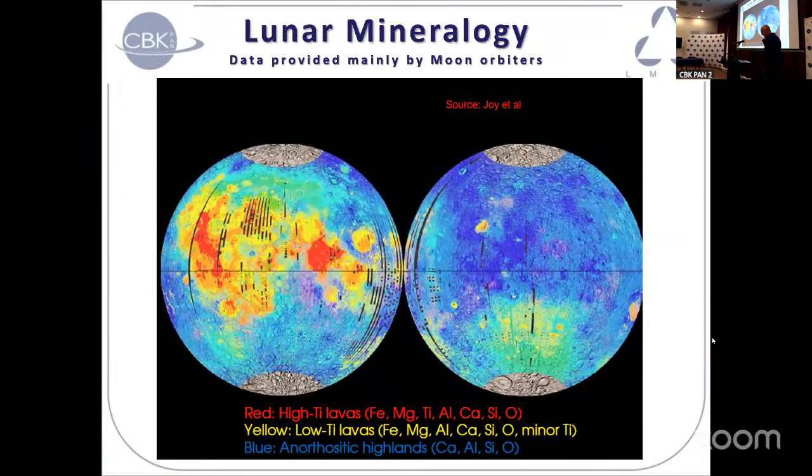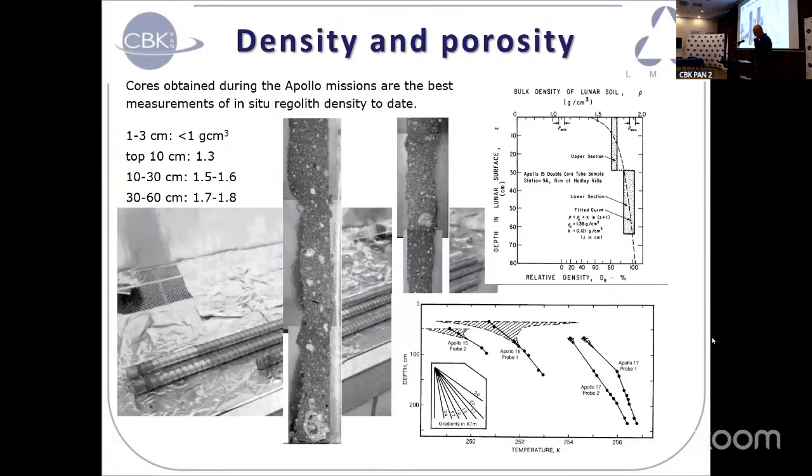In terms of mineralogy, we have three main areas: the lunar highlands, the lunar mare, and the poles. In terms of the regolith and what is below the regolith, we have quite a few cores which were acquired by Apollo astronauts.